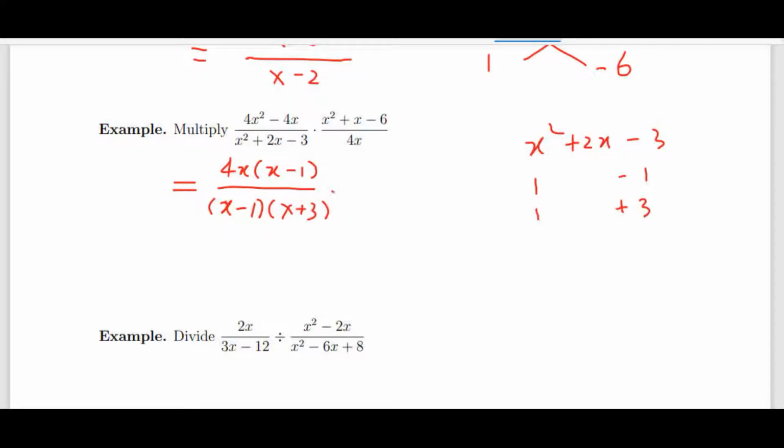Okay, so here, 4x. So x squared plus x minus 6. We can factor this using 2 times 3. So here one is positive, one is negative, right? So we can factor this as x minus 2 and x plus 3.